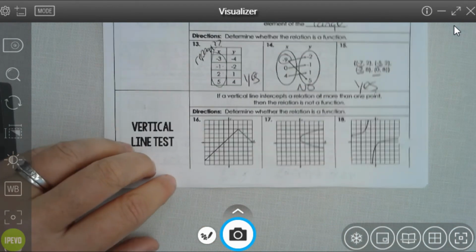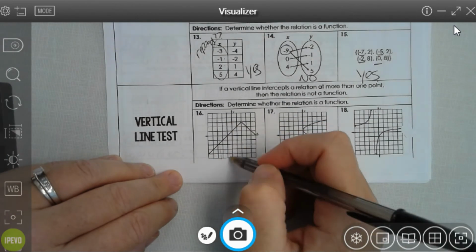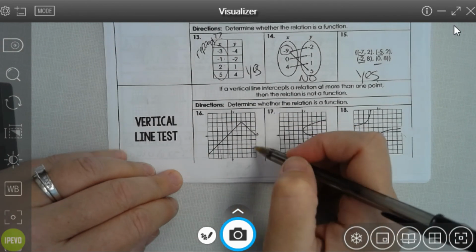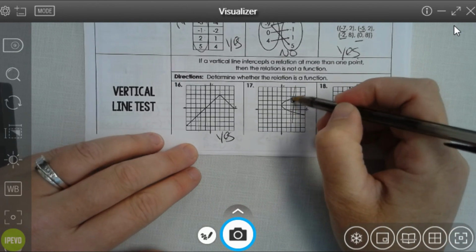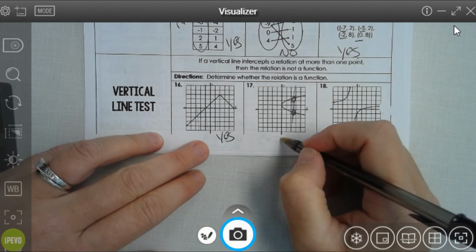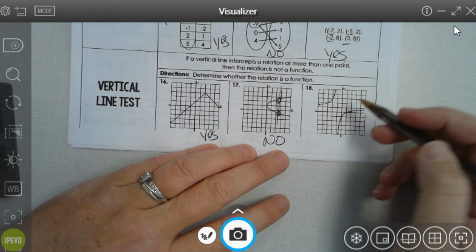Now, if you're looking at a graph to tell if it's a function or not, remember you're going to have the vertical line test. So you're drawing imaginary vertical lines and making sure it doesn't hit twice. So this one is a function. This one right here, it hits twice on my vertical line, so this one would not be a function. And this one, if you draw a whole bunch of vertical lines all over the place, this one does not hit twice, so we would call it a function.